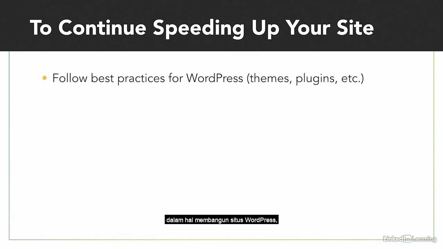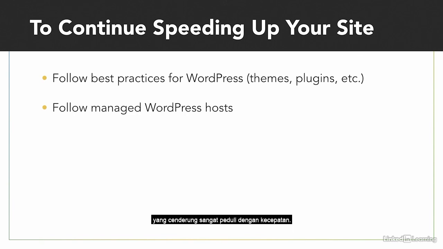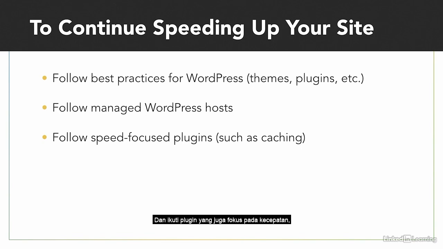If you want to get really good at running a fast website, follow the best practices when it comes to building WordPress sites, including customizing your theme and coding plugins. And you can do that with a ton of great courses in the library. Follow managed WordPress hosts who tend to care a lot about speed, and follow plugins that also focus on speed, like caching plugins. They often have great advice outside of caching to help you speed up your site.